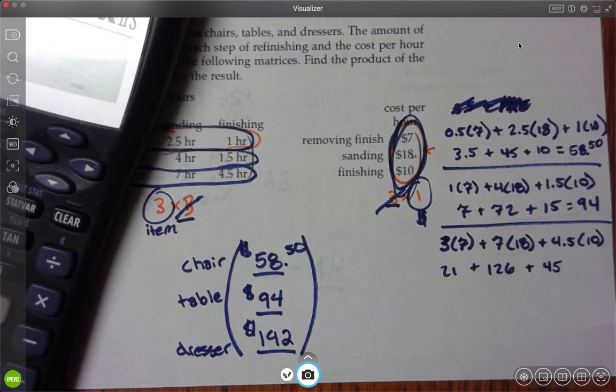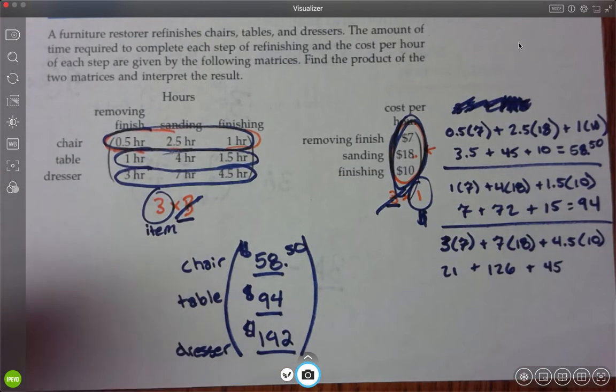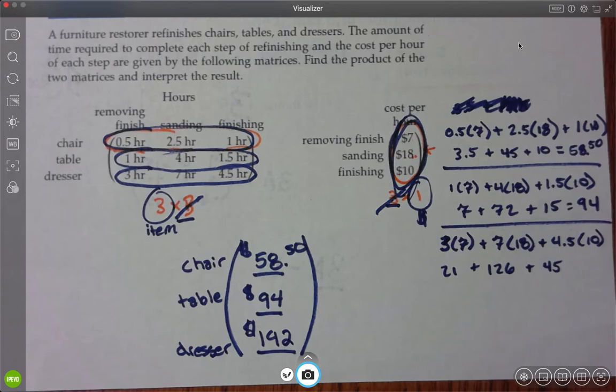So this is just an application problem of when you would use those matrices together. It's an easy way of figuring out each one of those and how much they would cost. So there you go.